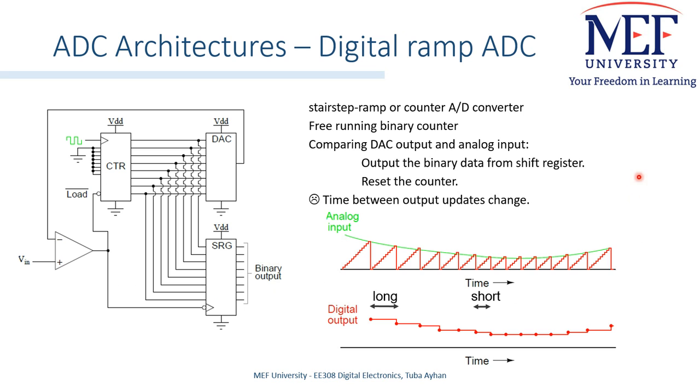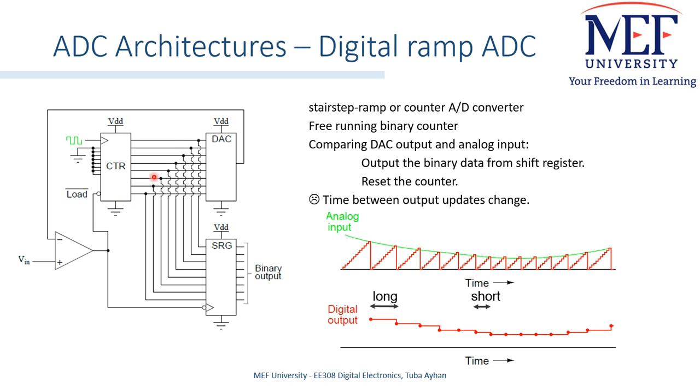This is an example of a smaller architecture. It's called digital ramp ADC. It's also called stair step ramp or counter A to D converter. We have a free running counter here. It generates some binary values at each clock cycle. So this binary code is converted into analog again, and then it is compared with the input voltage. Depending on this comparison, the counter may go on trying new values, or it can go back to 0.